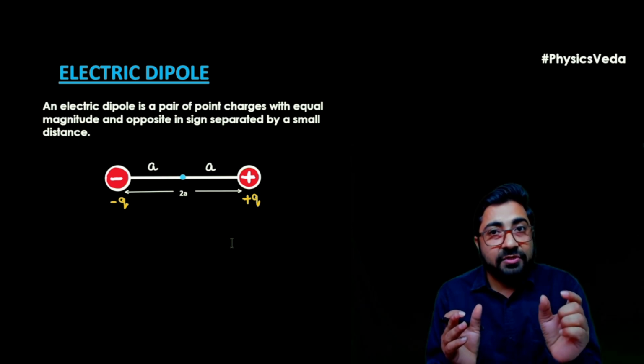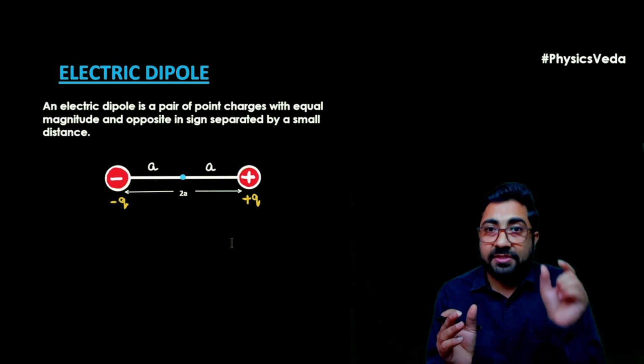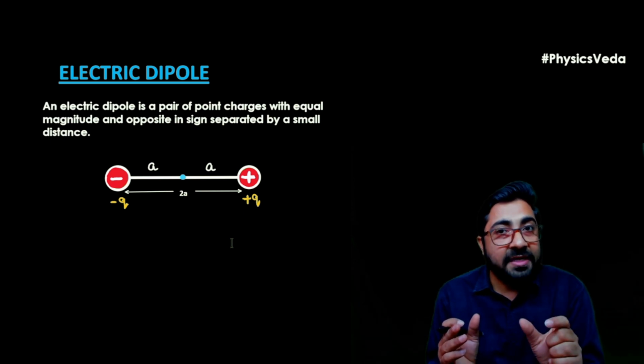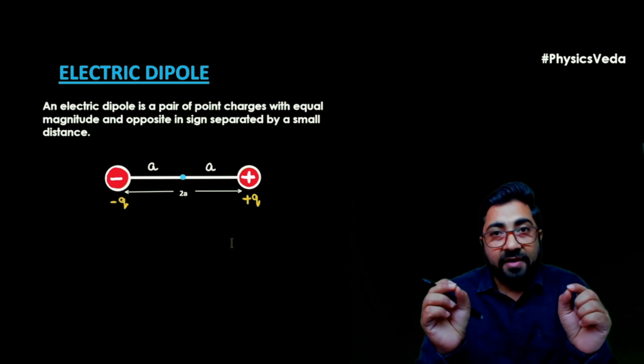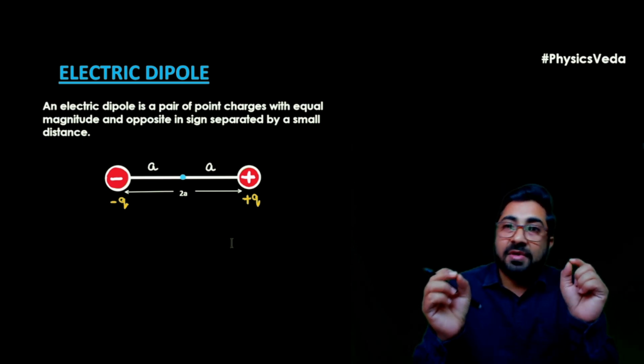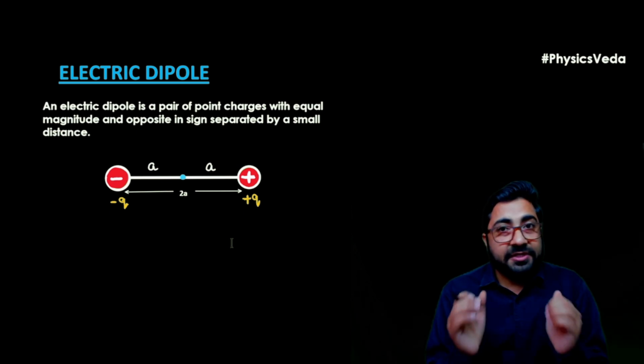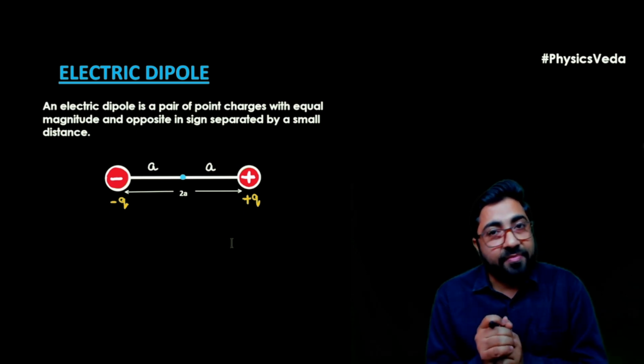Electric word refers to the charge system, and dipole means यहाँ पर दो चार्जेस हैं, that is पॉजिटिव और नेगेटिव. दोनों का अमाउंट सेम है बट दोनों का नेचर अलग अलग है. Such system makes an electric dipole.